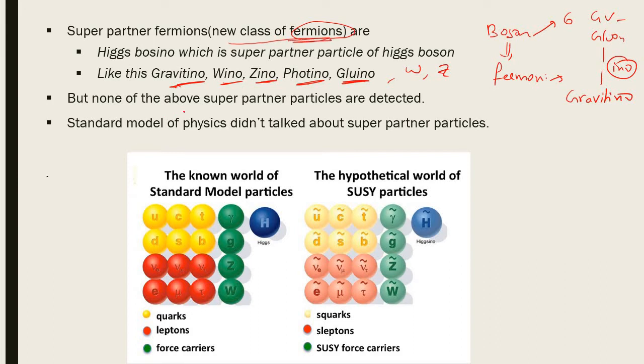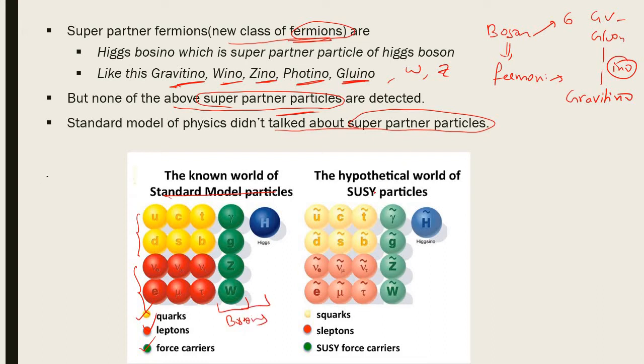But the thing is, none of the super partner particles are detected. And the standard model of physics also didn't say anything about super partner particles. Already we discussed this. These are normal standard model of physics particles: these are quarks, and these are leptons, and these are the force carriers, meaning these are bosons.